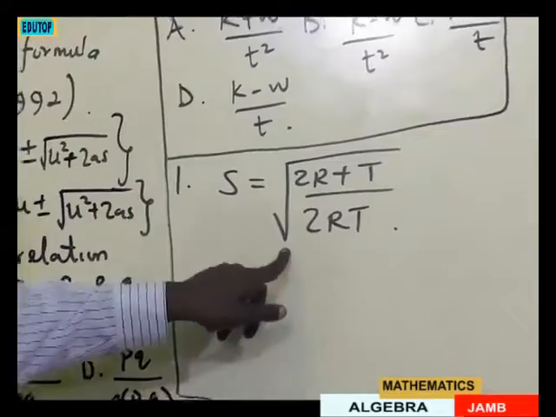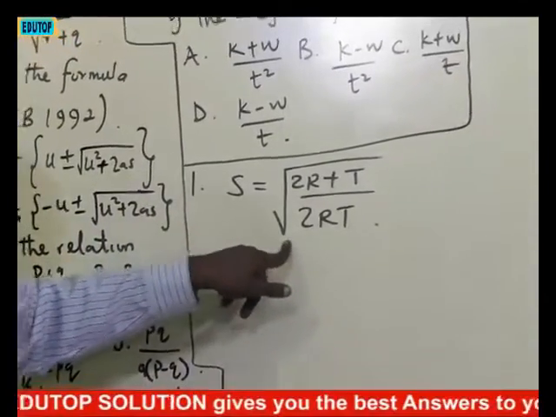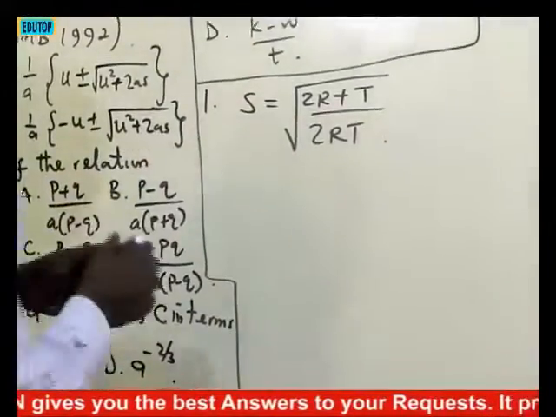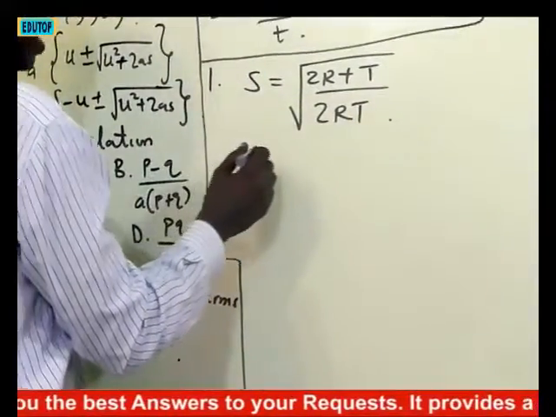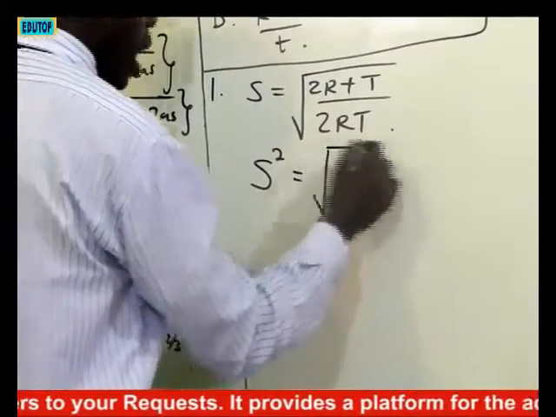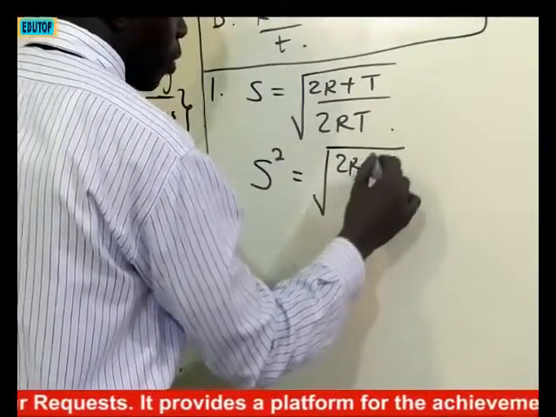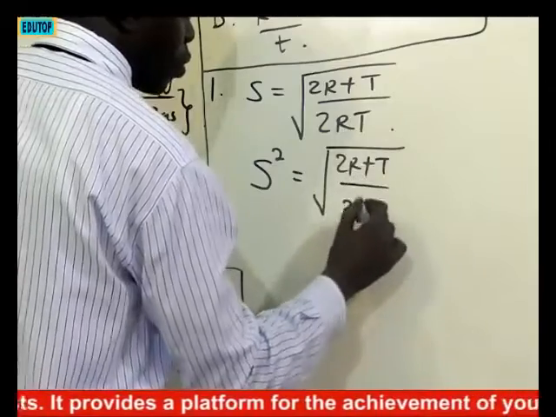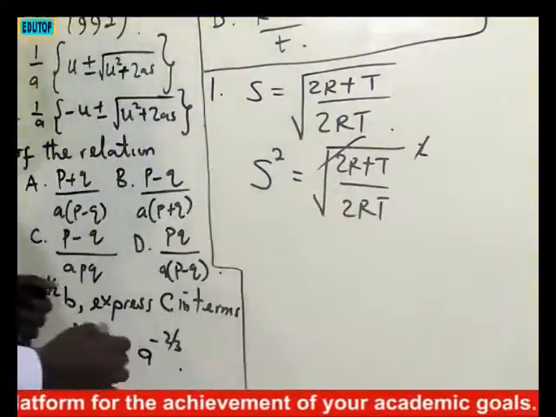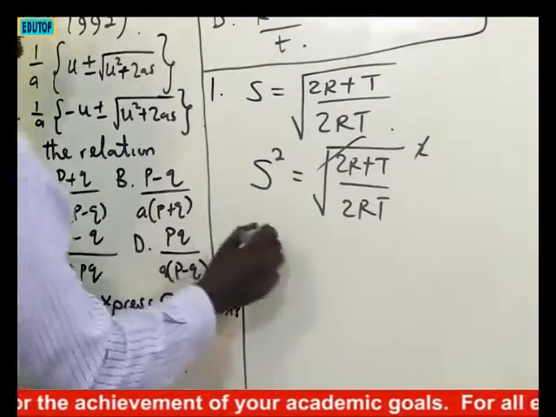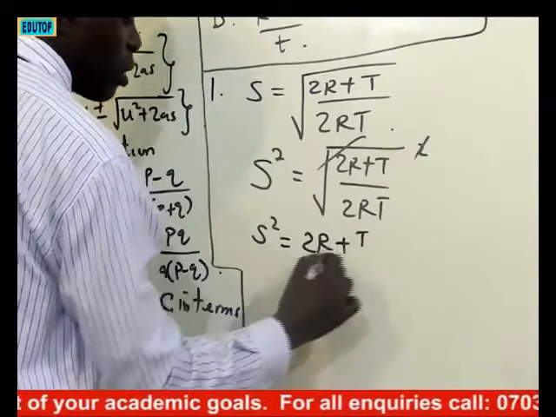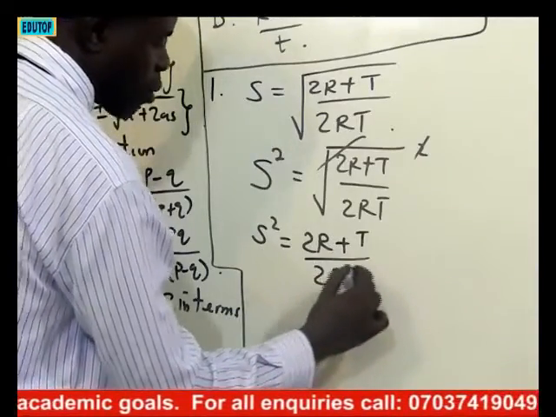Look at what you have. There is a barrier here, and the best way to remove this barrier is to square both sides. If you take the squares on both sides, we square our S, we also square our (2R plus T) over 2RT. With this square, we remove the square root. Then we have S squared equals (2R plus T) over 2RT.